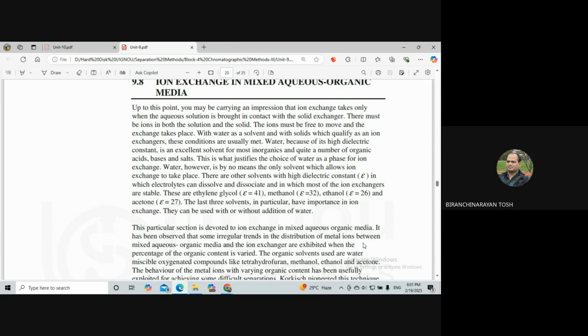So the ion exchange may not take place only in aqueous solution, but there must be ions both in the solution and in the solid. So the ions must be free to move, and the exchange takes place with water as a solvent and with solids which qualify.